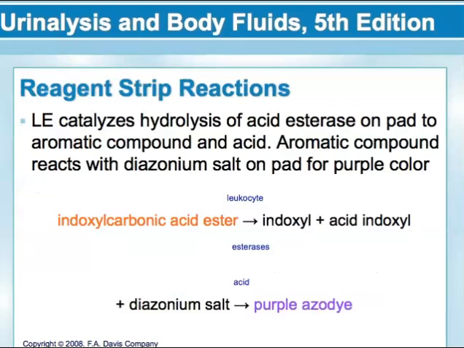Okay, the reagent strip reaction. So the principle of the test is that leukocyte esterase catalyzes the hydrolysis of an acid ester that is in the reagent pad to produce an aromatic compound, an acid, which is called the indoxyl carbonic acid ester reaction. So the aromatic compound, which just means that its chemical structure forms a ring, then combines with the diazonium salt that is in the pad to produce a purple azo dye. This test requires the longest amount of time of all of the tests on the reagent strip. So this one takes 2 minutes. It's the last one to be read.